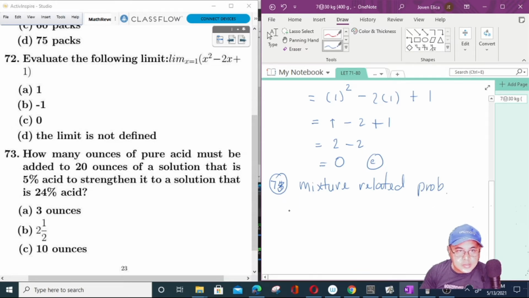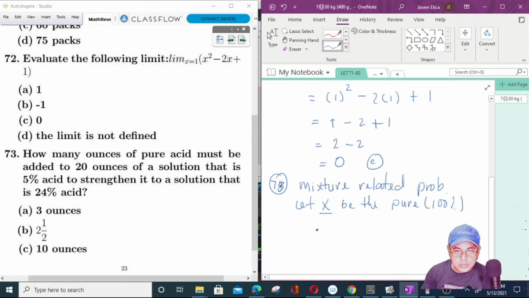So step number 1, how many ounces of pure acid? So the solution is acid. How many ounces? So let x be the pure. The key term here is pure. That means 100% percentage of acid solution must be added. How many? So let x be what is being asked, the value of how many ounces of pure acid must be added.